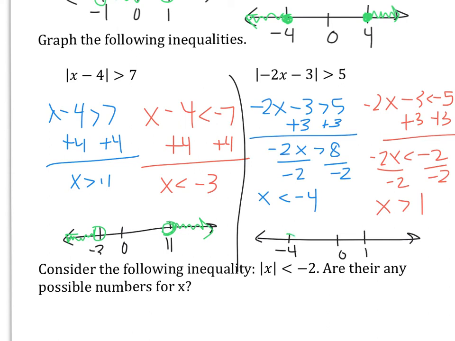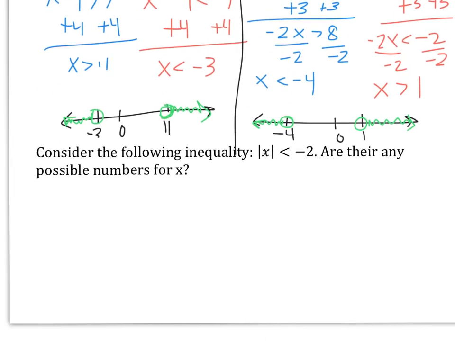So I'll have an open circle at negative 4. Everything less than that will shade to the left. And then x is greater than 1, open circle, and we'll shade to the right. And that's the end of those two examples that were a little bit more than the first slide. A little bit more going on, I should say.